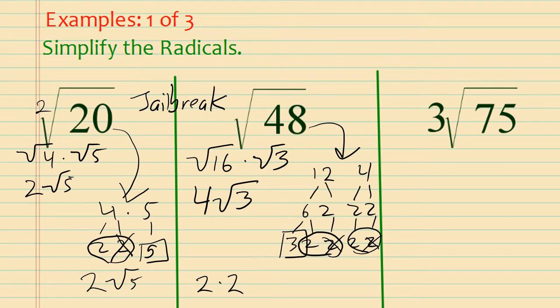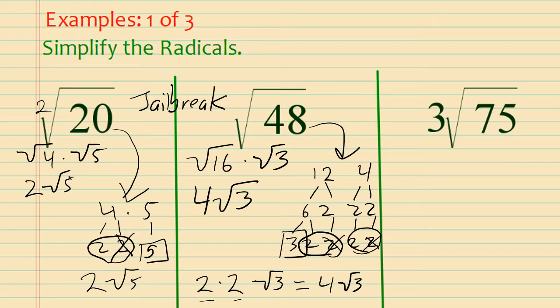The 3 does not have a partner. He has to stay in the jail. 2 times 2 is 4, so I get 4 times the square root of 3. Two different ways to simplify radicals.